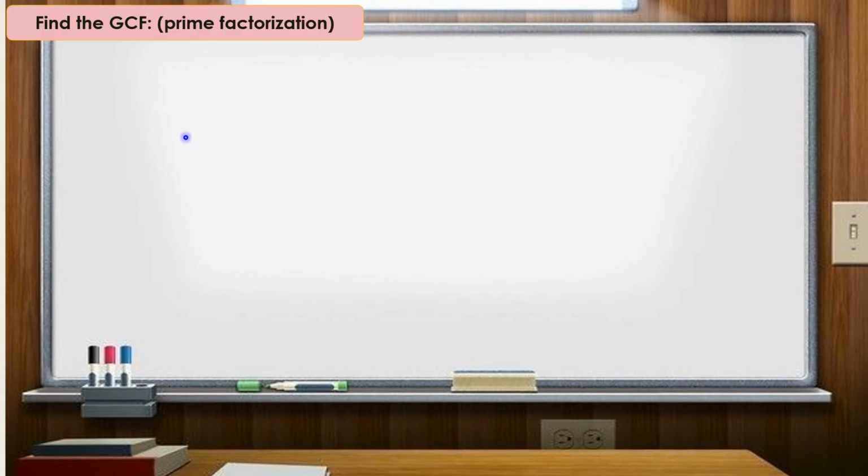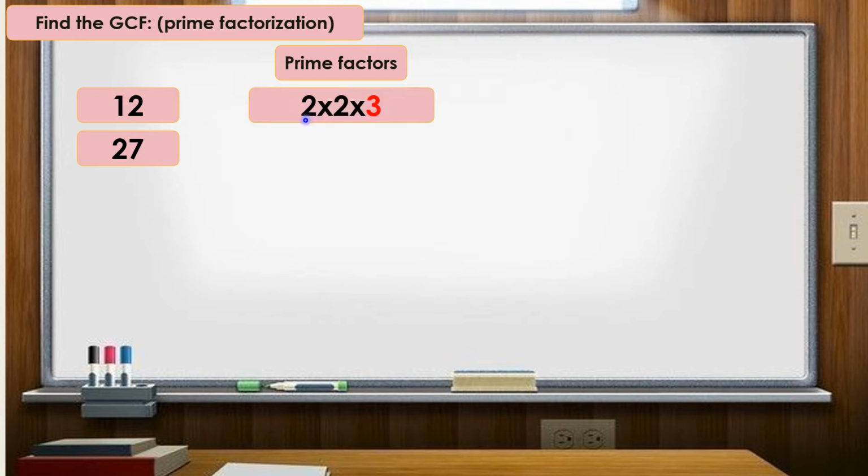Method: prime factorization. First, we have the number. We need to get the prime factors of the numbers. In our past lesson, I taught you how to get prime factorization. You can use continuous division, or you can use the factor tree. In this example, I already used the factor tree for 12. So 12 is 2 times 2 times 3, and 27 is 3 times 3 times 3.